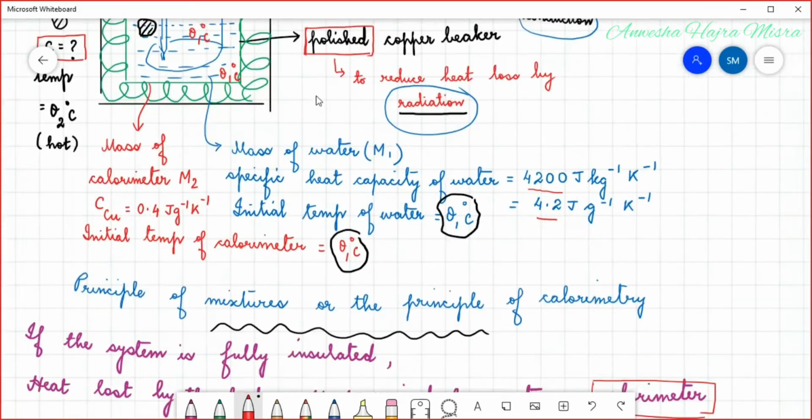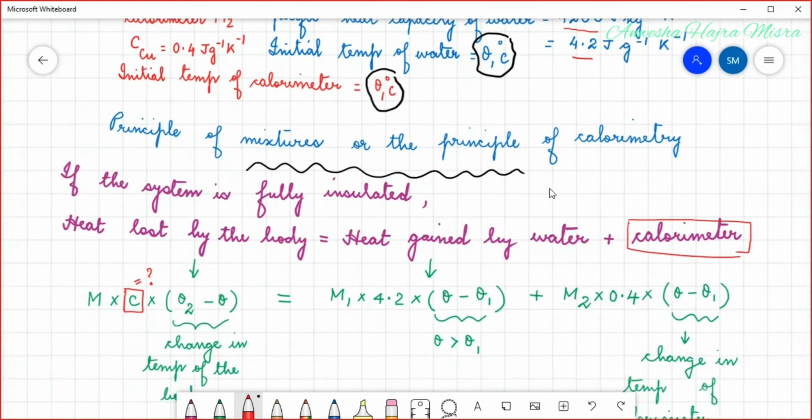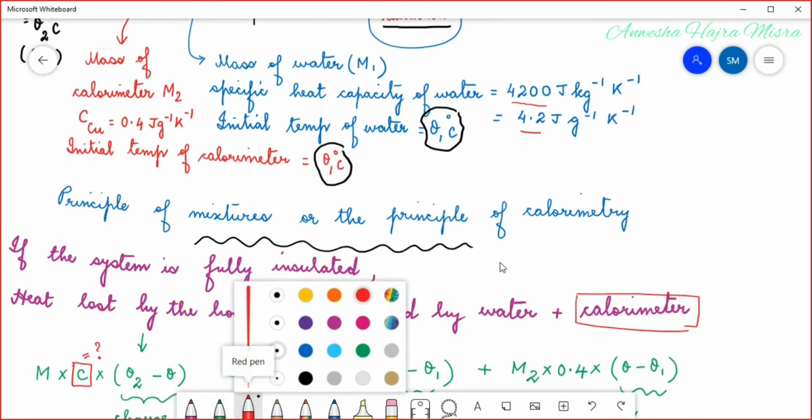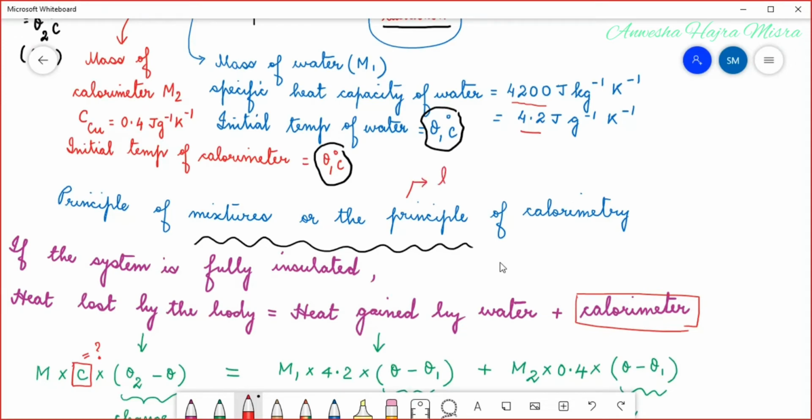Actually, the principle of mixtures is nothing but the law of conservation of energy. This question is very, very important. The principle of mixtures is based on which law? It is based on the law of conservation of energy.